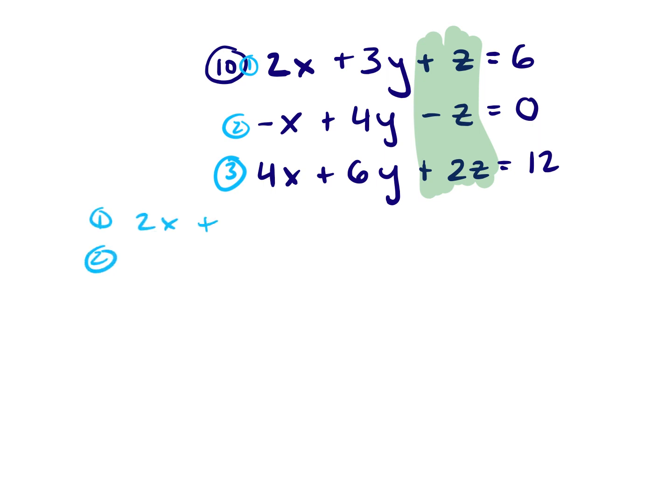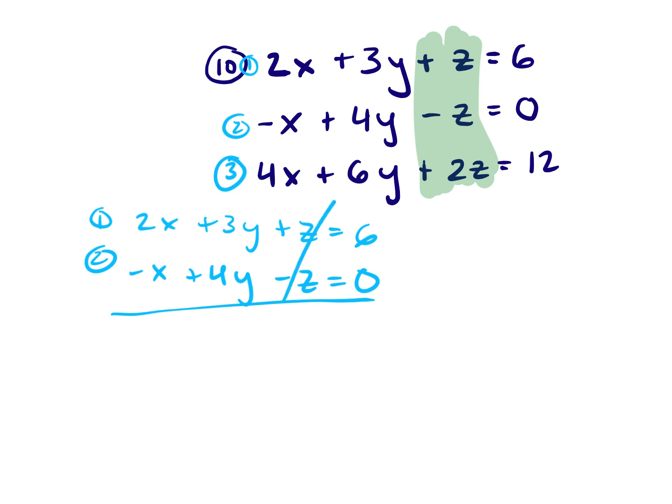So 2x plus 3y plus z is equal to 6, and 4x plus 6y plus 2z is equal to 12. You said 1 and 2. I wrote down 3. Let's do negative x plus 4y minus z is equal to 0. Do the z's cancel? Yes. So x plus 7y is equal to 6. What do we do next?